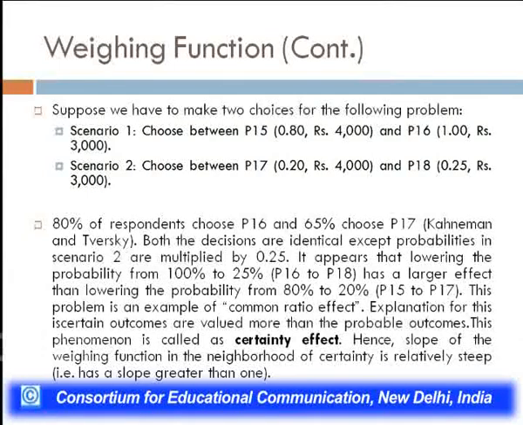The explanation for this is that certain outcomes are valued more than probable outcomes. This phenomenon is known as the certainty effect. Hence, the slope of the weighing function in the neighborhood of certainty is relatively steep, that is, it has a slope greater than 1.